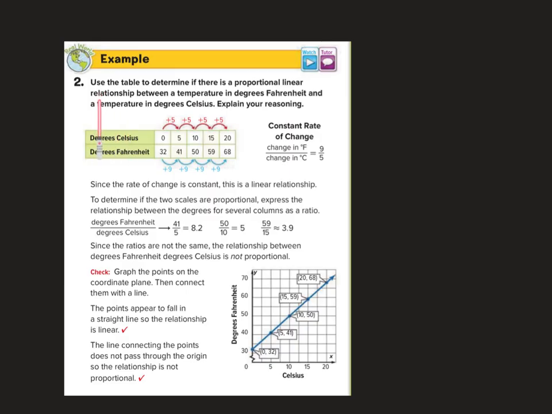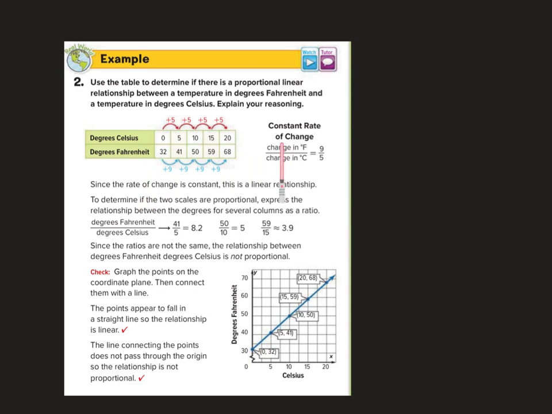Example 2. Use a table to determine if there is a proportional linear relationship between a temperature in degrees Fahrenheit and a temperature in degrees Celsius. Explain your reasoning. So we've got degrees Celsius going up by increments of 5. So we add 5, add 5, add 5 as we go up in degrees Celsius. And then degrees Fahrenheit, we go from 32 to 41, which is adding 9, 41 to 50, adding 9, and so on and so forth.